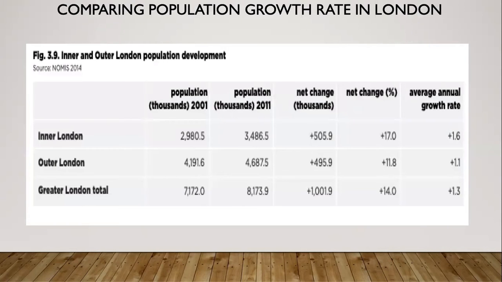The table on display shows the population distribution and growth in 2001 and 2011 in the city of London. London is broken down into inner London, outer London, and greater London. It shows the population. The population is a discrete variable.